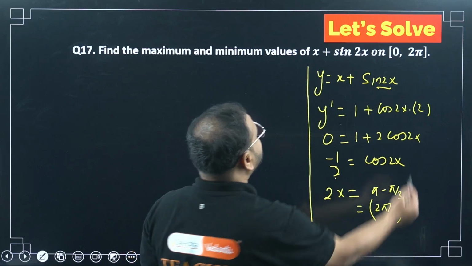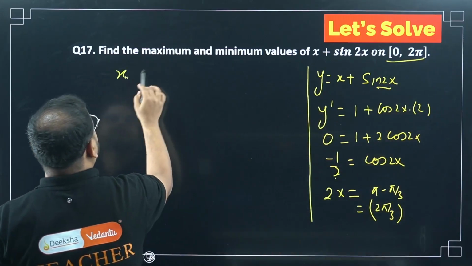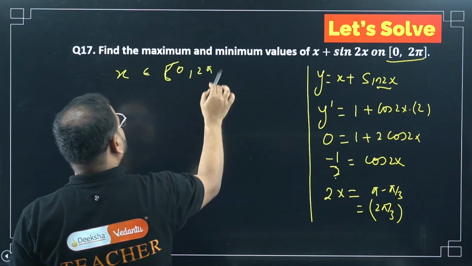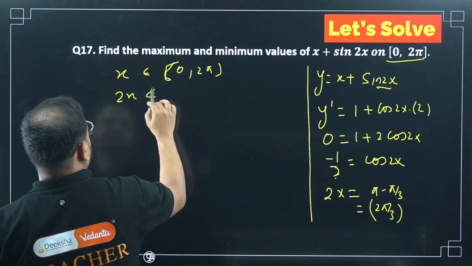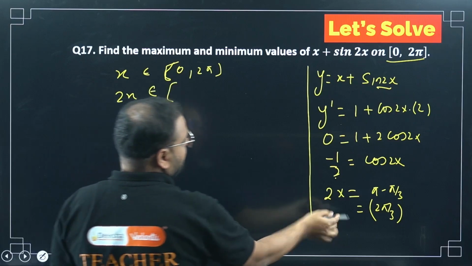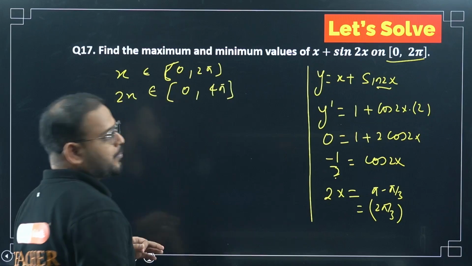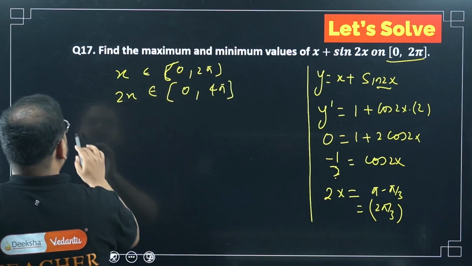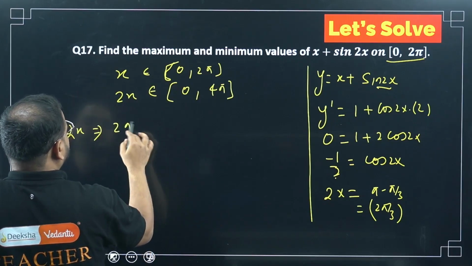Now, this is given for which condition? When x is lying between 0 to 2 pi. Where is my 2x lying between? What's my domain for 2x? Simply 0 to 4 pi. Yes or no? Yes, sir. Okay. So how many points will exist as such? Tell me. So the 2x value can be, first of all, 2 pi by 3.